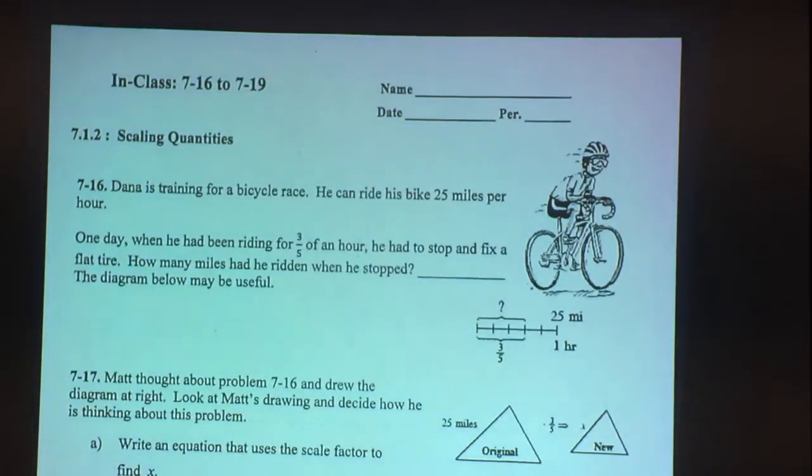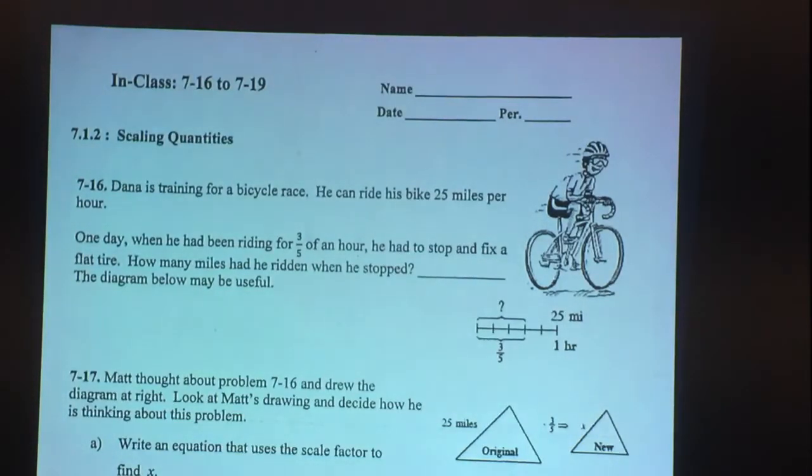7-12, Scaling Quantities. Dana is training for a bicycle race. He can ride his bicycle at 25 miles an hour. One day, when he had been riding for 3/5 of an hour, he had to stop and fix a flat tire. How many miles had he ridden when he stopped?